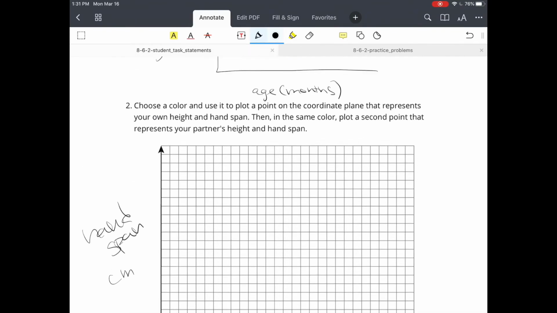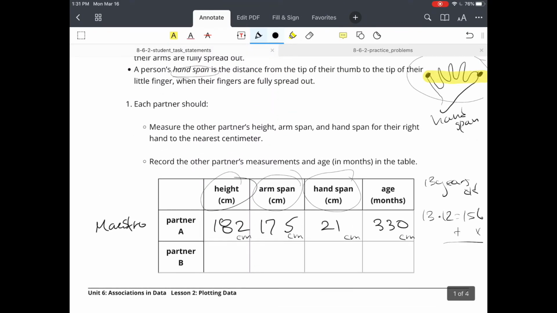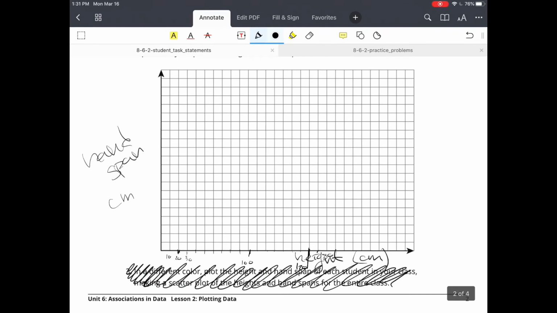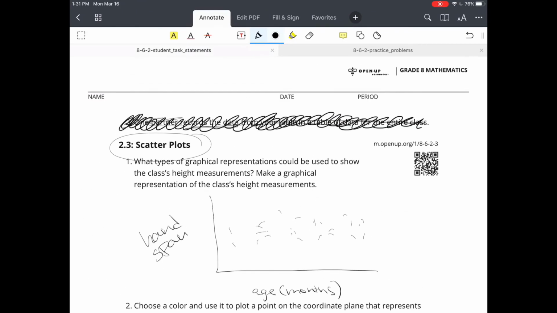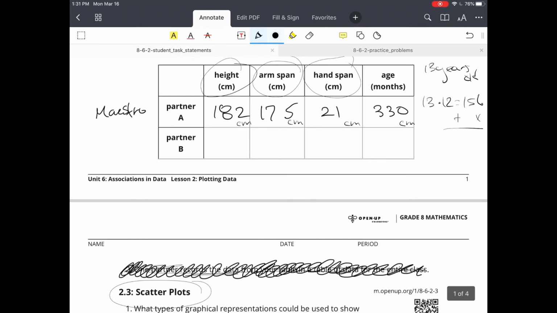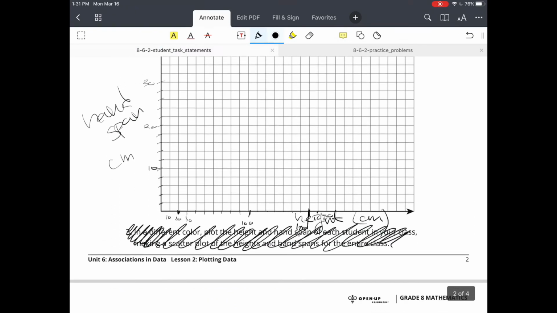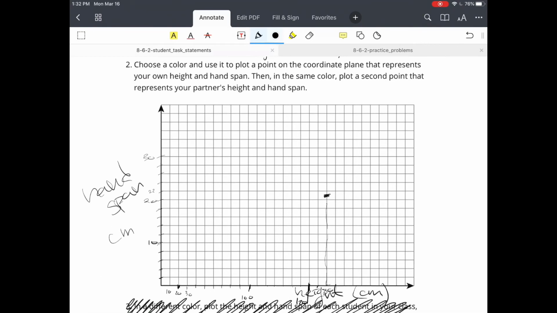For the hand span, it is not that big, 21 centimeters. So make each of these 2. So 2, 4, 6, 8, 10, 12, 14, 16, 18, 20, 22, 24, 26, 28, 30. So I am 182 centimeters and my hand span is 21. 182 would be somewhere over here. And then 21 would be halfway between 22 and 20. So approximately right there, okay? Go ahead and find where you're going to be, okay?